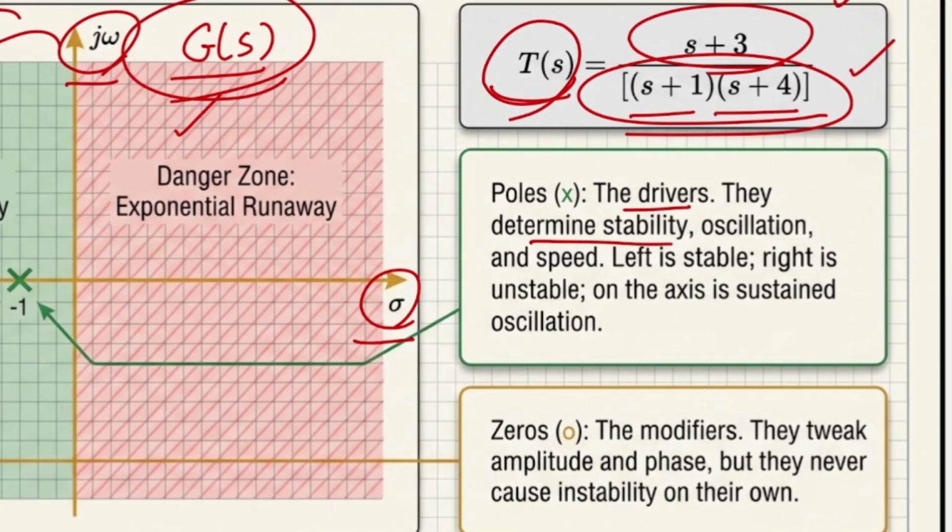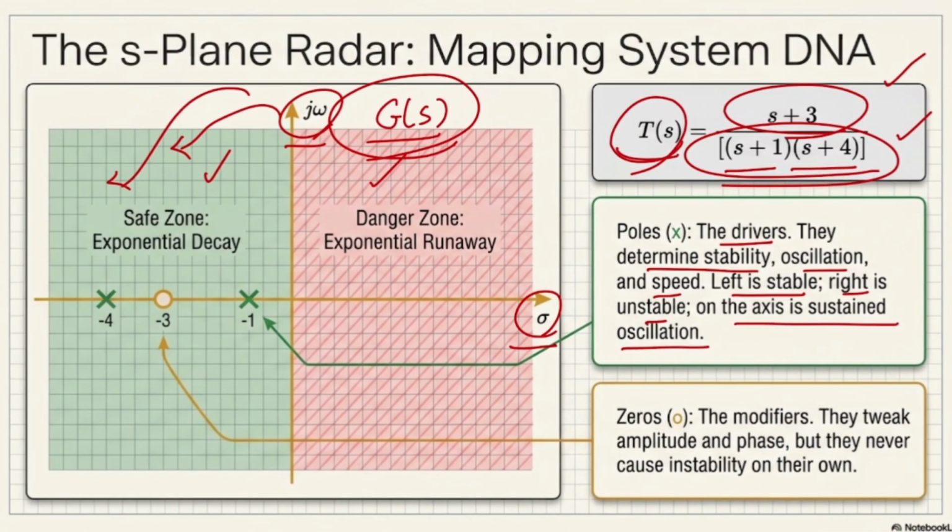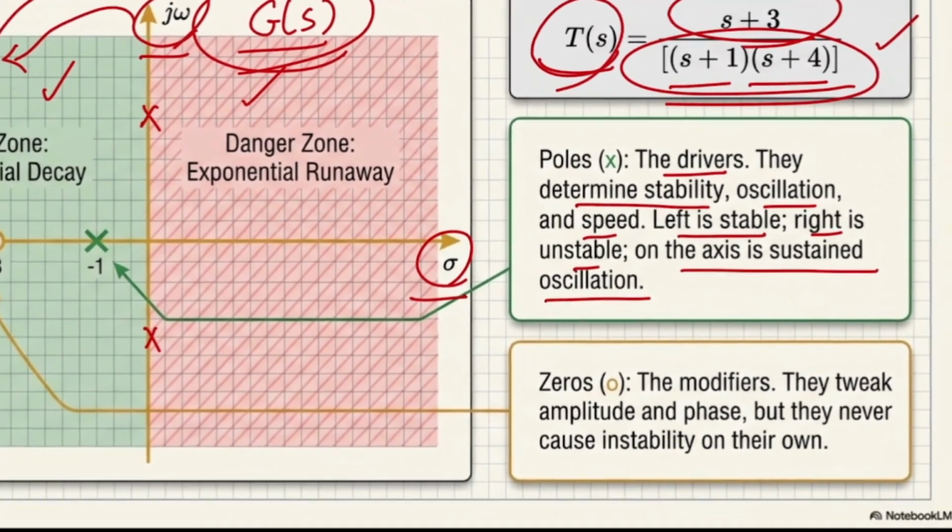As I just mentioned, the poles are going to be the drivers. They determine stability, oscillation, and speed. Left is stable, which is good. Right is unstable. And the imaginary axis gives sustained oscillation, which we don't talk about that much here. Most of the time we have the poles either on the left side or the right side, and we move forward from that.